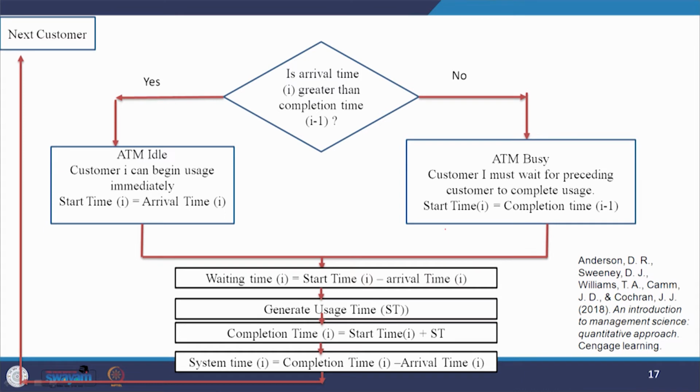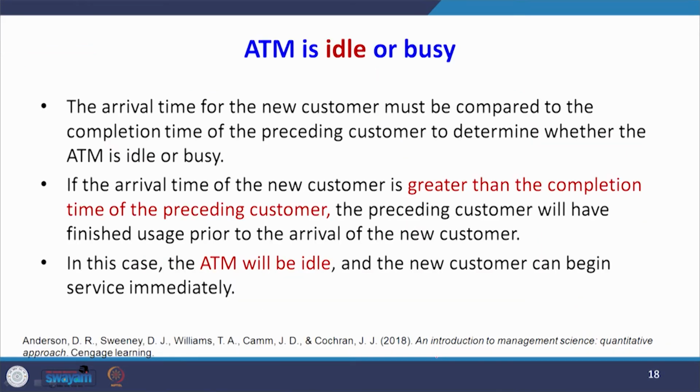Then we will find the waiting time: starting time minus arrival time. Then we generate the usage time. What is the completion time? Starting time plus usage time. What is the system time? Completion time minus arrival time. This is the flow chart for the simulation.